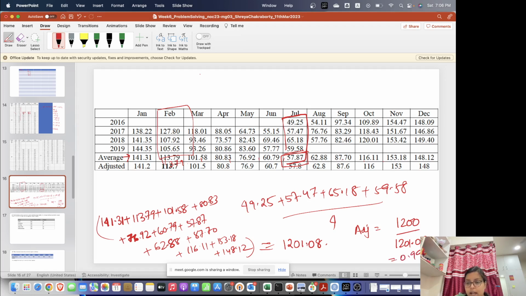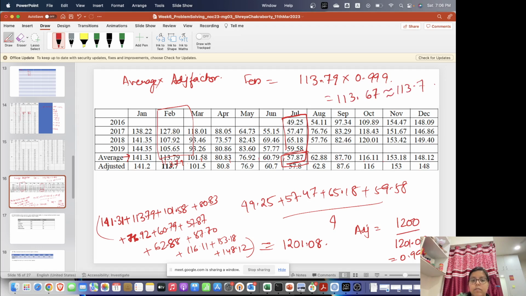So then the adjustment factor would be 1200 by 1201.08, and that is equal to 0.999. So what we are going to do is multiply these average columns by the adjustment factor. Here, for Feb it would be 113.79 into 0.999, and that would be 113.67, or approximately 113.7 as it has been written over here.